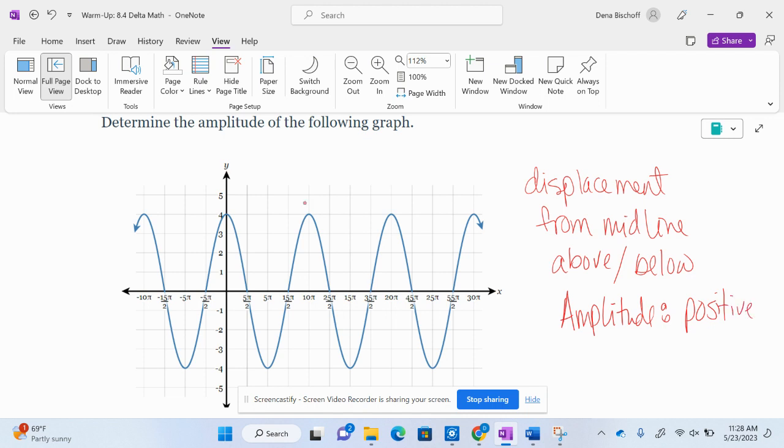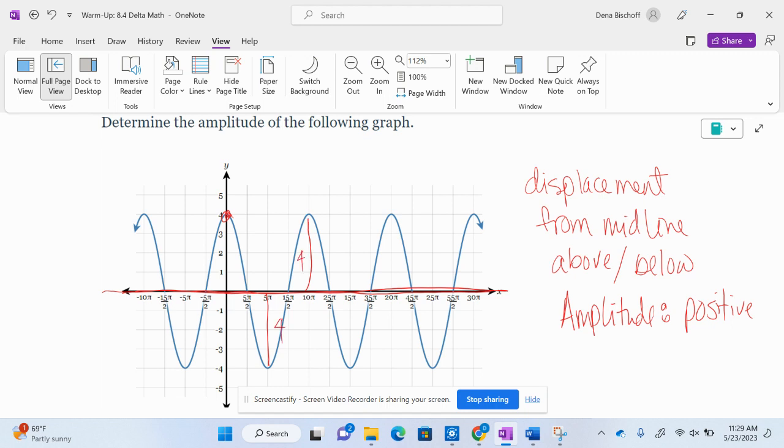So let's see. What kind of a graph is this? What kind of a function is this? Well, it starts above the midline. It's not starting on the midline. So we just said it's a what kind? Yeah, this is a cosine graph. So I think that the midline is right here. Would you guys agree? And so my amplitude looks like 4.